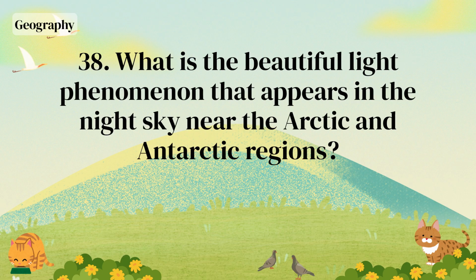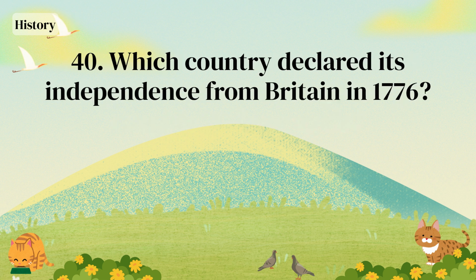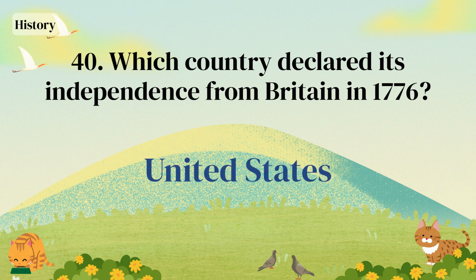Friction. What is the beautiful light phenomenon that appears in the night sky near the Arctic and Antarctic regions? Aurora. What phenomenon maintains biological rhythms by regulating a roughly 24-hour cycle? Circadian rhythm. Which country declared its independence from Britain in 1776? United States.